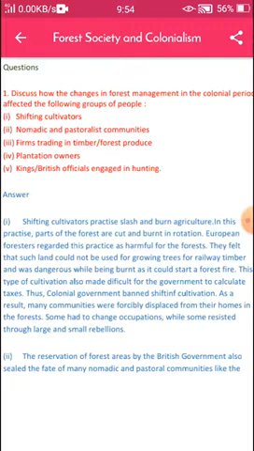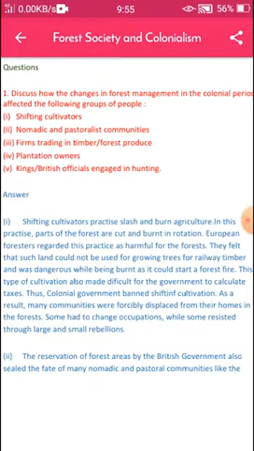They felt that such land could not be used for growing trees for railway timber and was dangerous while being burnt, as it could start a forest fire. This type of cultivation also made it difficult for the government to calculate taxes. Thus, the colonial government banned shifting cultivation.